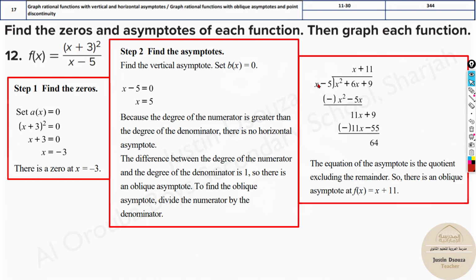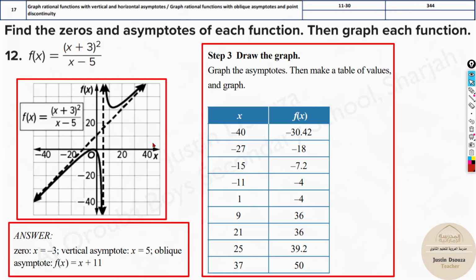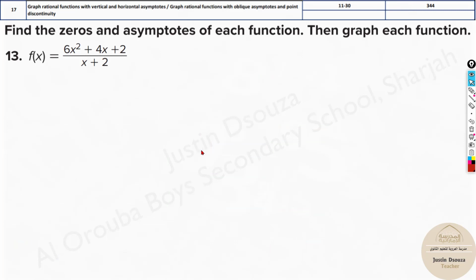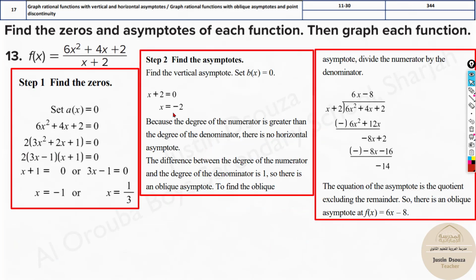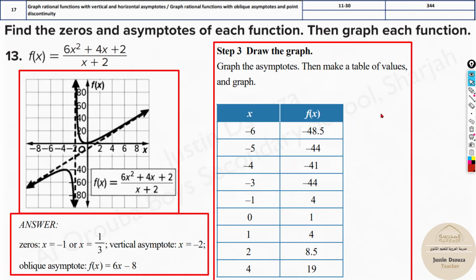Do this method, that is x times x is x squared, and then minus 5 times x is minus 5x, and then x times 11 is 11x, and so on. Simplified, only the equation is required. This is the oblique asymptote equation you can see over here. And then we just make the table of values and graph it up. So this is how we do it. And same thing over here, the equation is already expanded, it's easier. Please do try this. All the detailed steps are there over here.